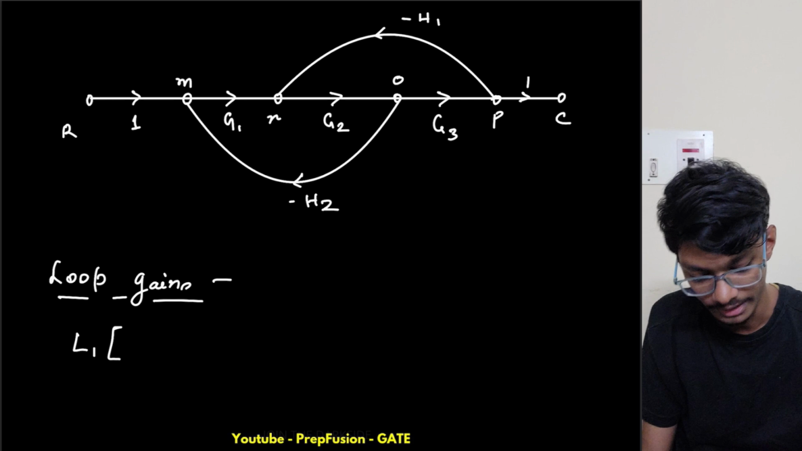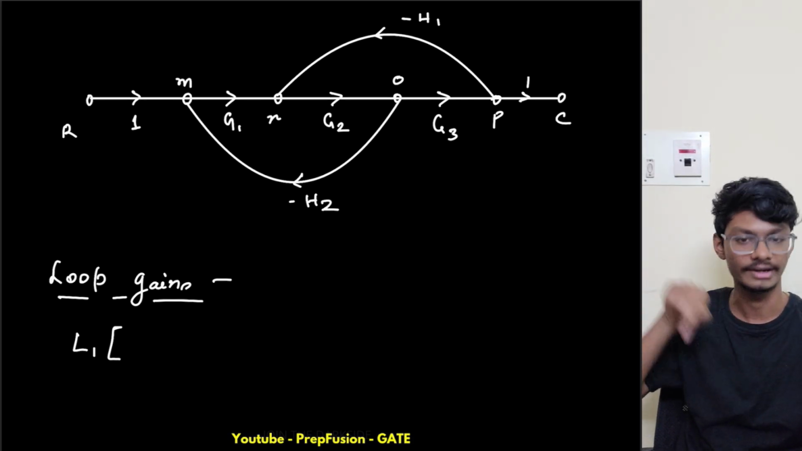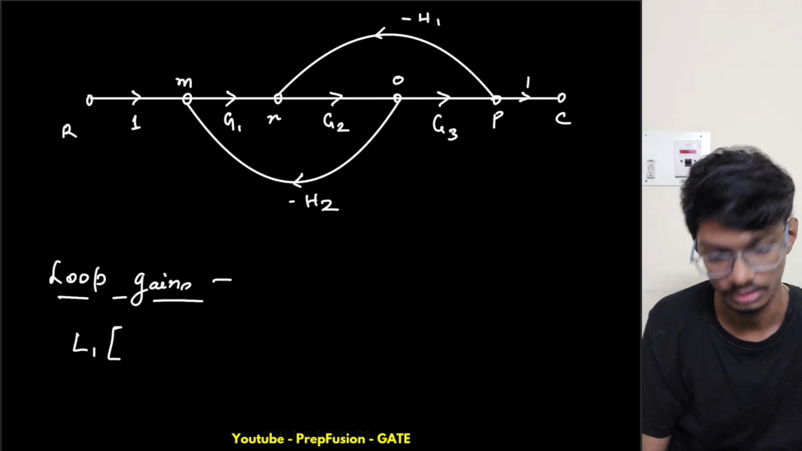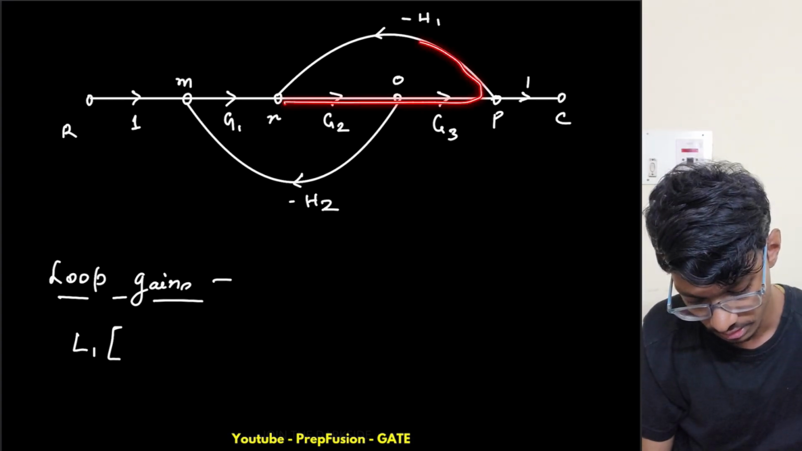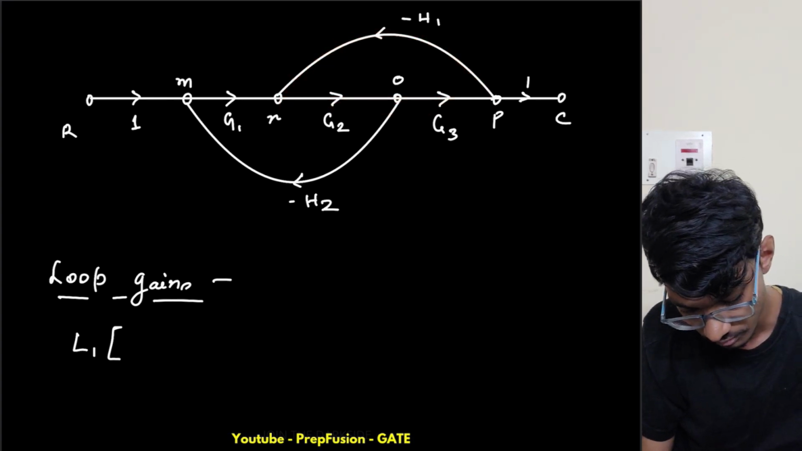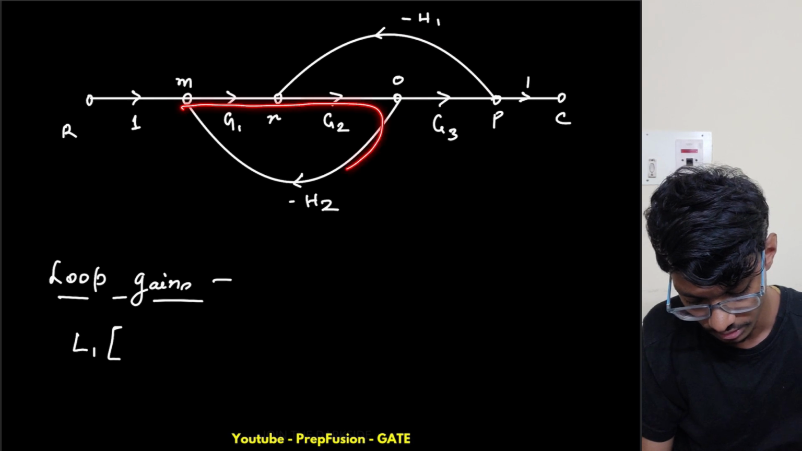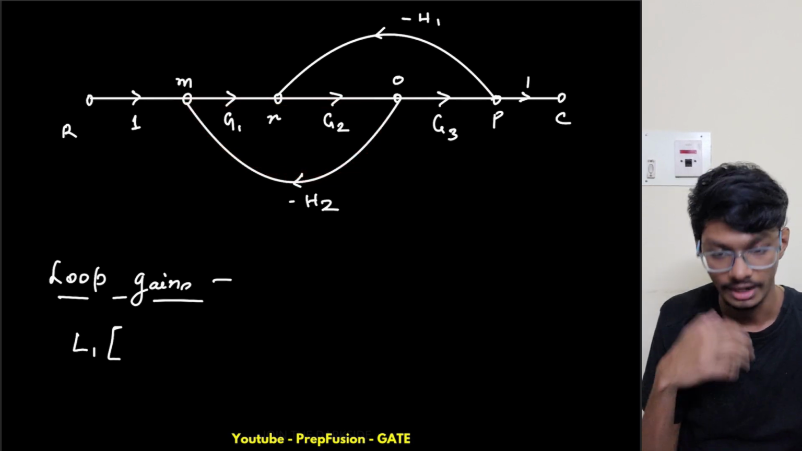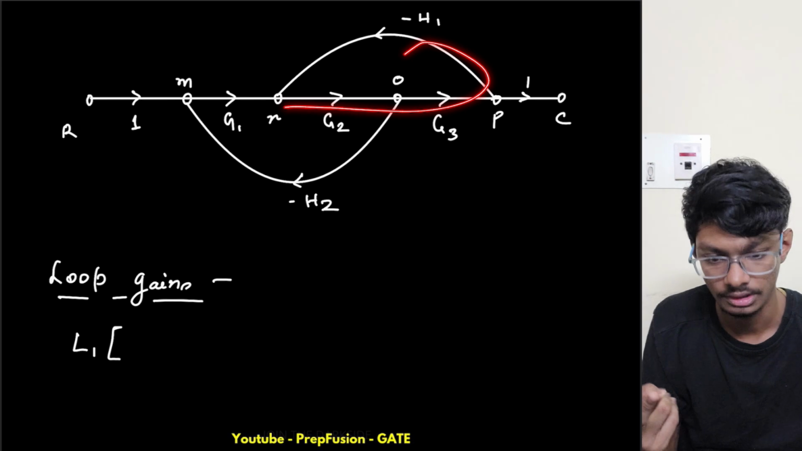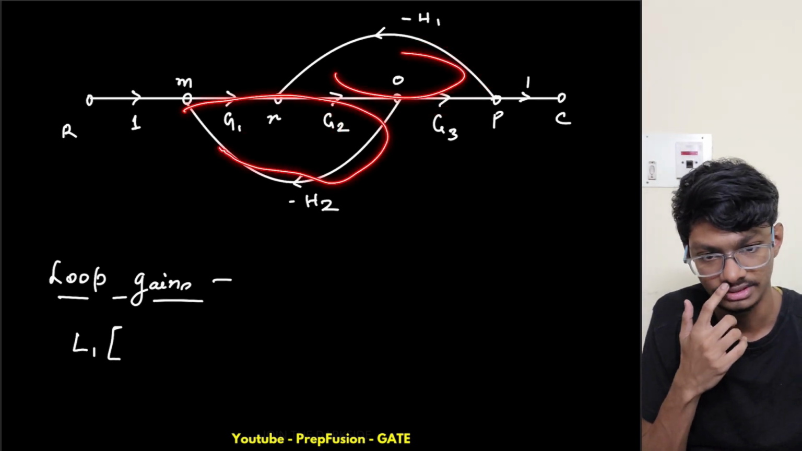So what is a loop? It follows a closed path, right? It comes back to that point again, that node again. So here I can see this is following this loop, and this is following this loop. So this is one loop, and this is also another loop. So we have two loops, this one and this one. Let me name this loop as L1, and this loop as L2.